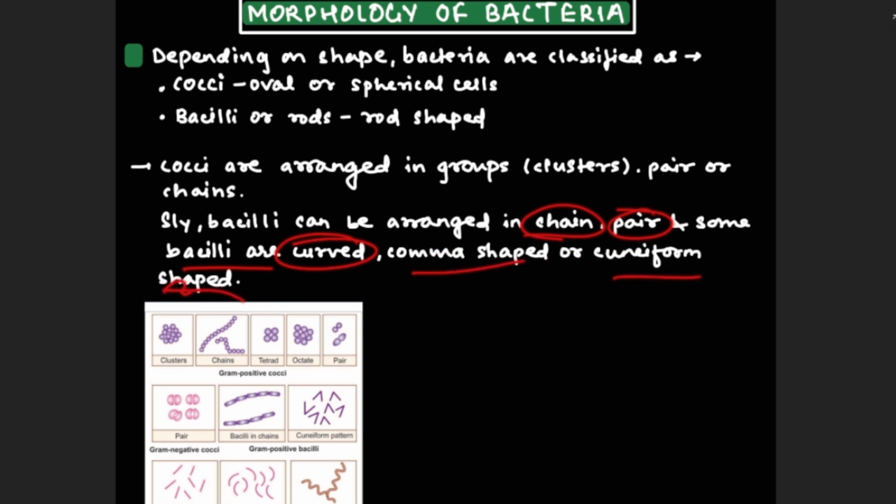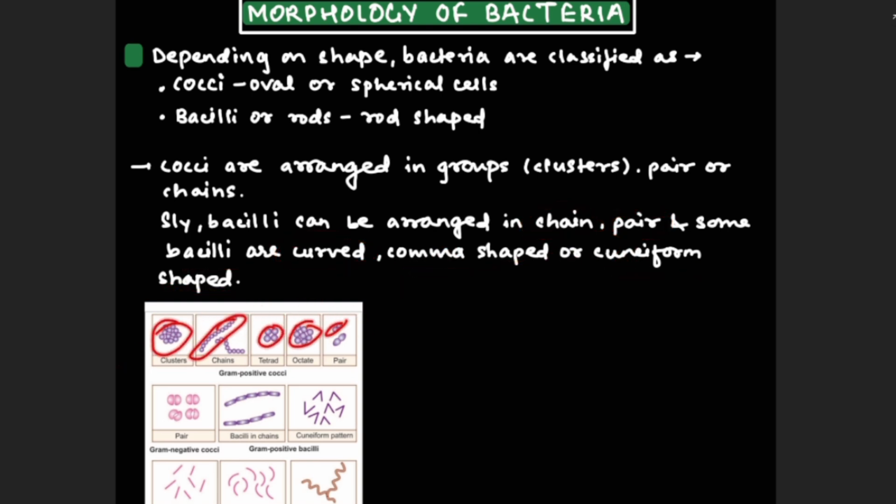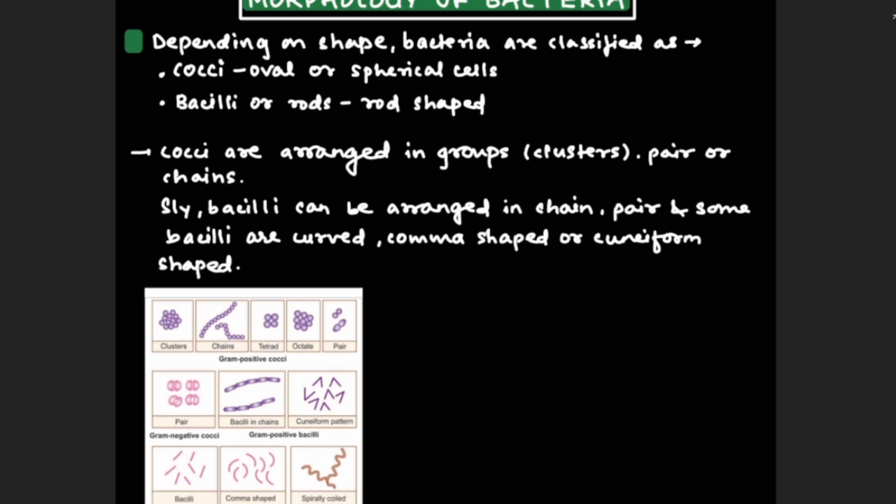cuneiform shaped. So as you can see in this table, this is clusters, this is chains, this is tetrad, octet and pairs. Same as this is in pairs, this is bacilli in chains and this is the cuneiform pattern. Then these are bacilli, this is comma shaped and this is spirally coiled. So these are different types of cocci and bacilli which are arranged in different ways.